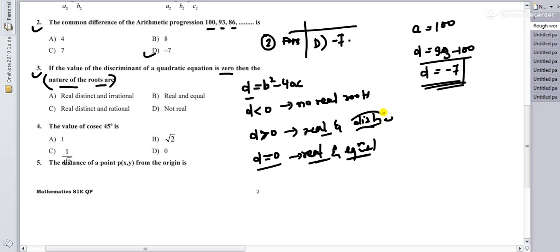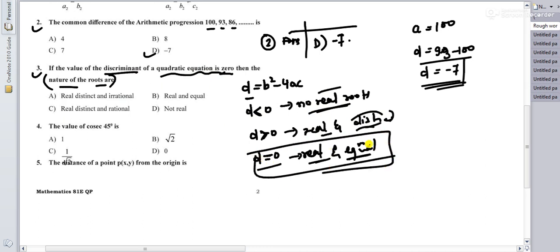Distinct means different, two different values. If it is less, it doesn't have any value. So here we have the equation, where D, the discriminant, is equal to 0. It means the roots are real and equal. So option number B is the correct answer.